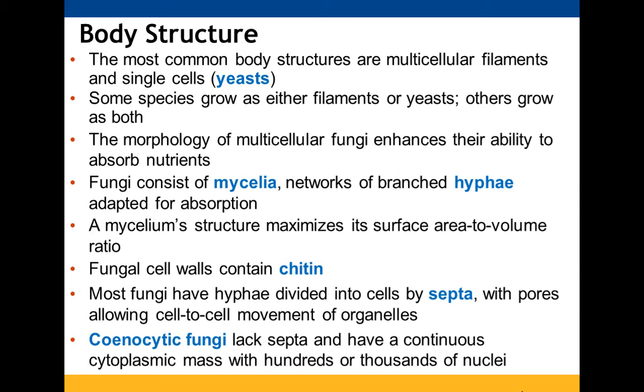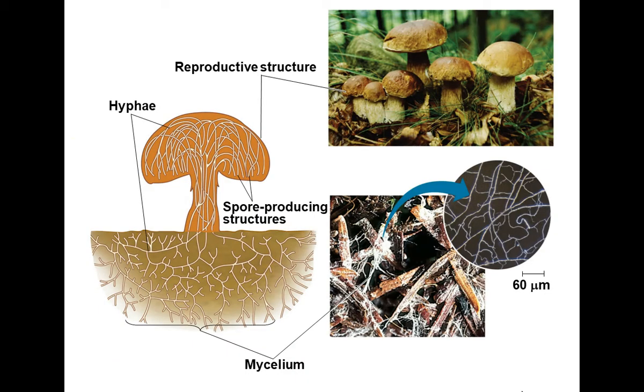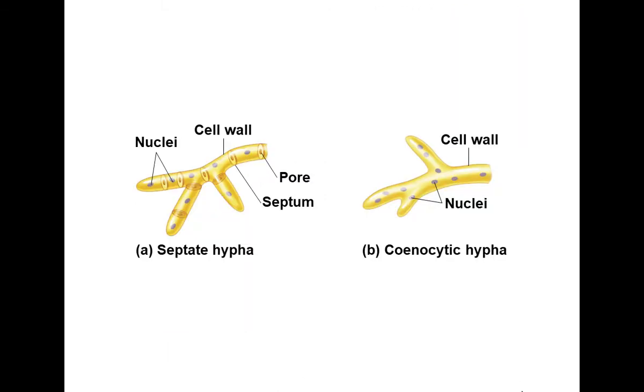The coenocytic fungi don't have septa, and they just have a cytoplasmic mass, which has lots and lots of nuclei present. Pretty crazy. Okay, so there's your hyphae. Your mycelium is made up of all the hyphae together, and then you've got your reproductive structure on top, which allows those fungi to reproduce themselves. So there's the septate hyphae, where again you've got the septa divvying up the nuclei, and then the coenocytic hyphae. Sorry if I'm not saying that right. They're all just in one happy clump together.